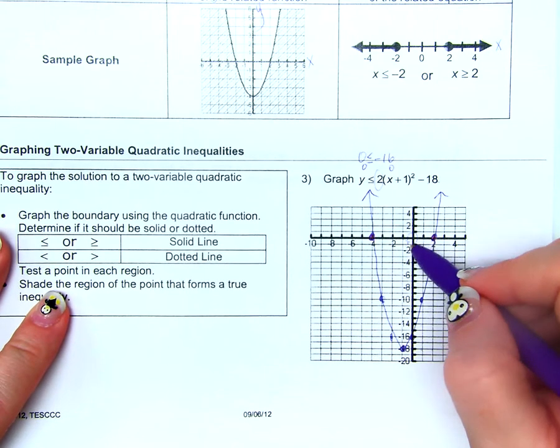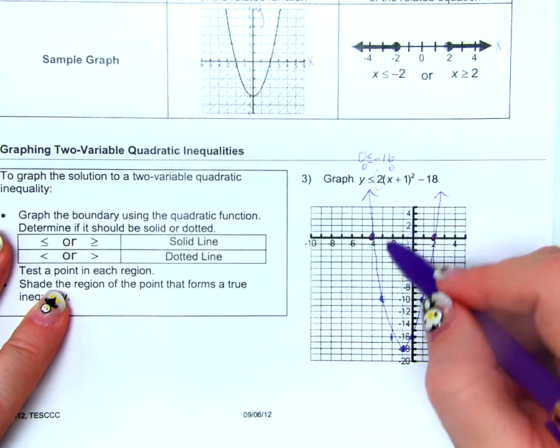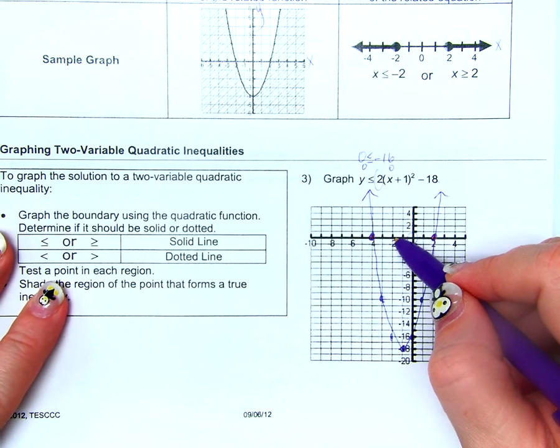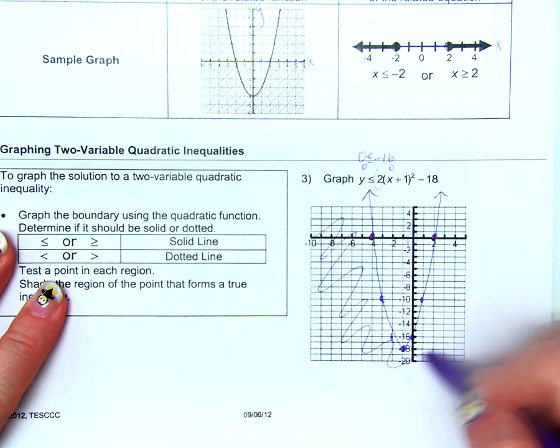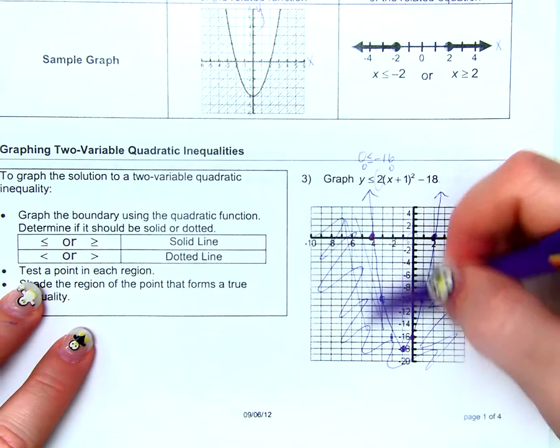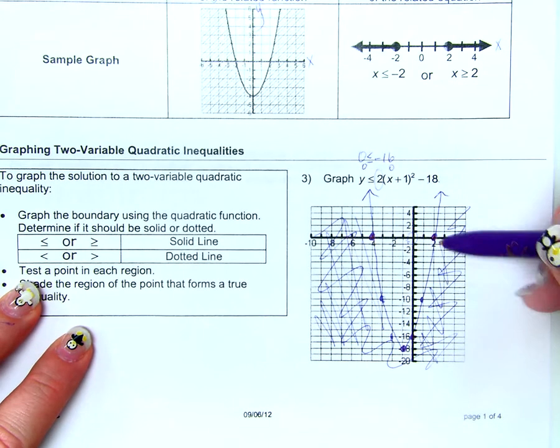If this part, like in this case, the inside of the parabola is false, guess where true is? Outside of the parabola. Once again, please don't get all OCD with me on shading. You don't have to shade every box, just shade the area. Yes, ma'am.